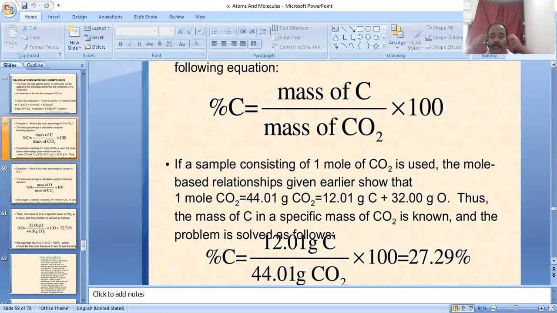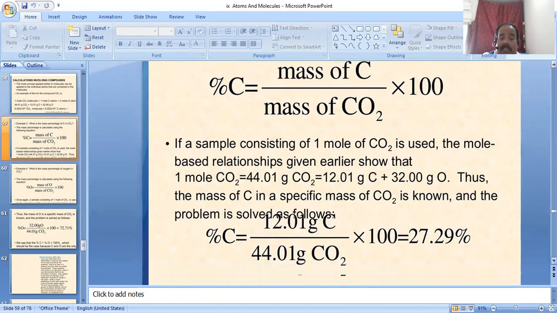1 mole of carbon dioxide is used, taking the mole-based relation given earlier, so that 1 mole of carbon dioxide is 44.01 gram carbon dioxide, equal to 12.01 gram carbon plus 32.00 gram of oxygen. Thus the mass of carbon in a specific mass of carbon dioxide is known, and the problem is solved as percent of carbon is 12.01 gram of carbon by 44.01 gram of carbon dioxide into 100. When we calculate this, the value is 27.9. So this is the process to identify it.